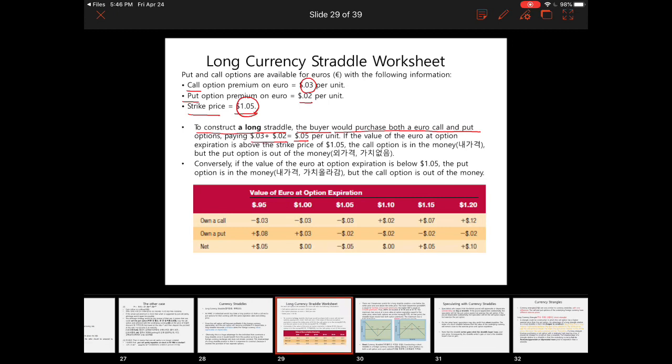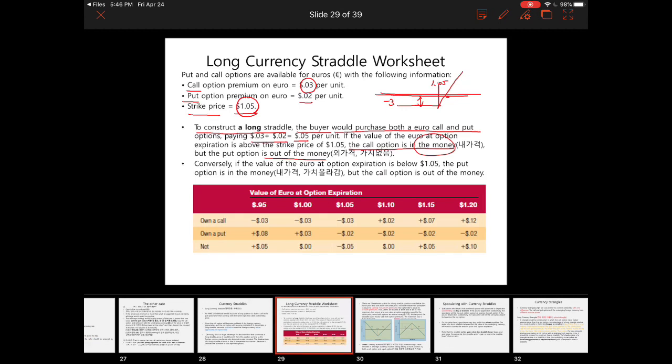And let's think about, by the way, we have the terminology, right? The call option is in the money means, by the way, the antonym of in the money will be out of the money, right? For call option, payoff is like this one. If you look at only the call, the distance under this zero axis will be 3 cents. Exercise price is going to be $1.05.